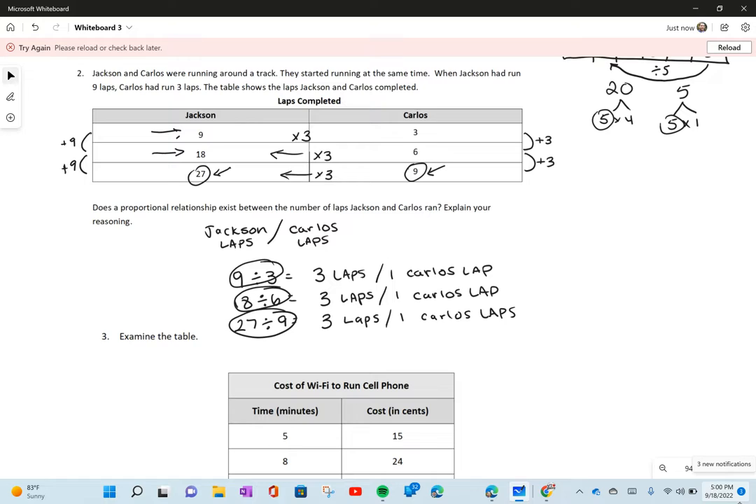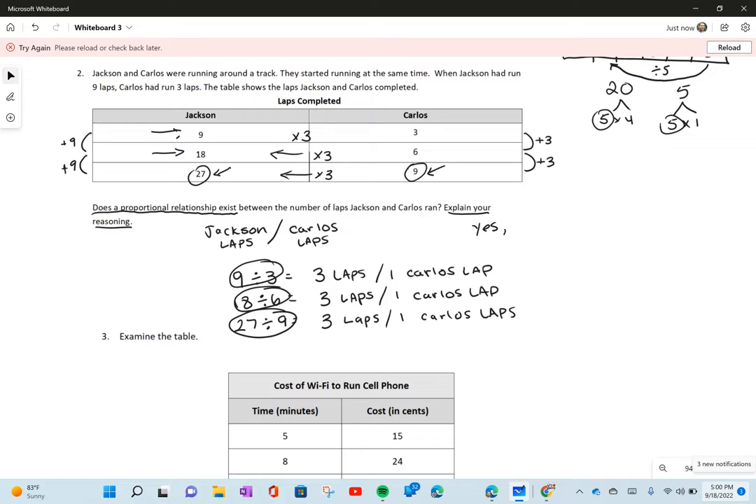So it's proportional, because to be proportional, you need pairs of equivalent ratios between each pair of corresponding values. So yes, a proportional relationship does exist.